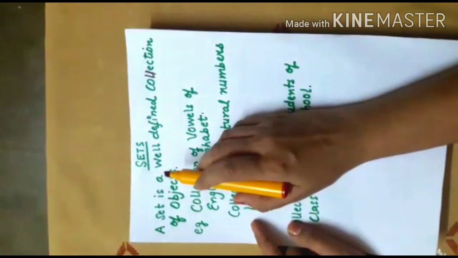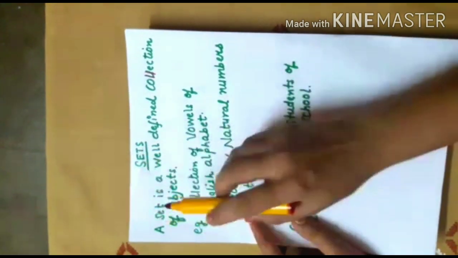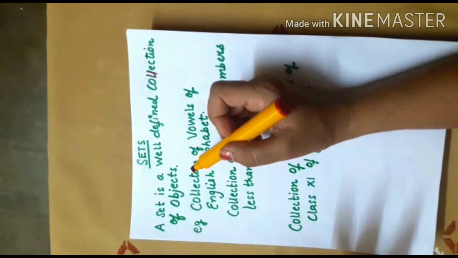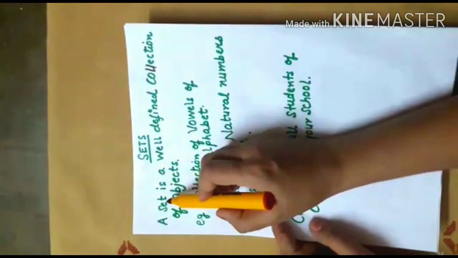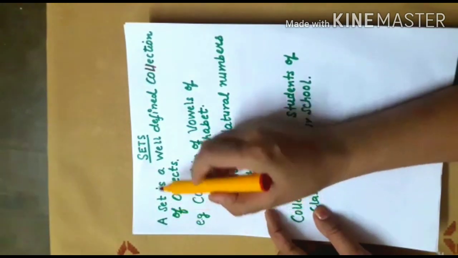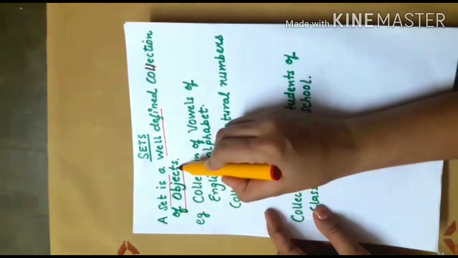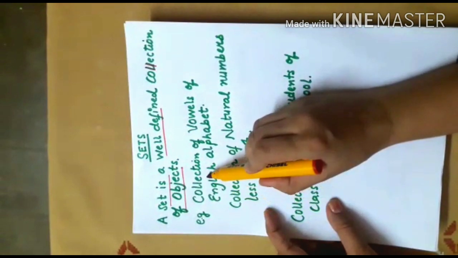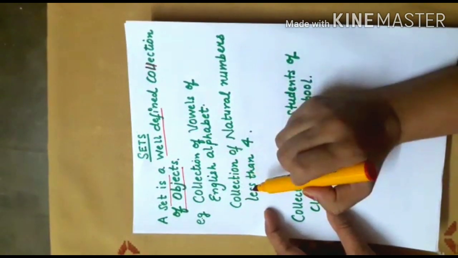Today we are going to start with our first chapter, sets. When we talk about set, we mean a collection of objects. Mathematically, a set is defined as a well-defined collection of objects. For example, if I say collection of vowels of English alphabet.